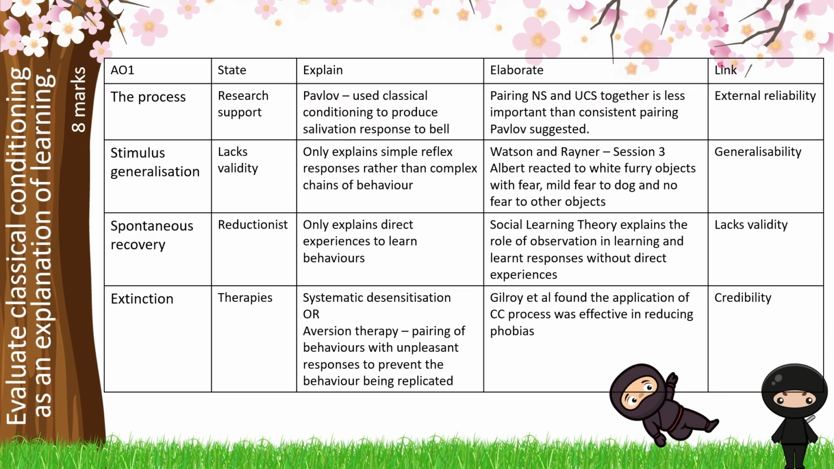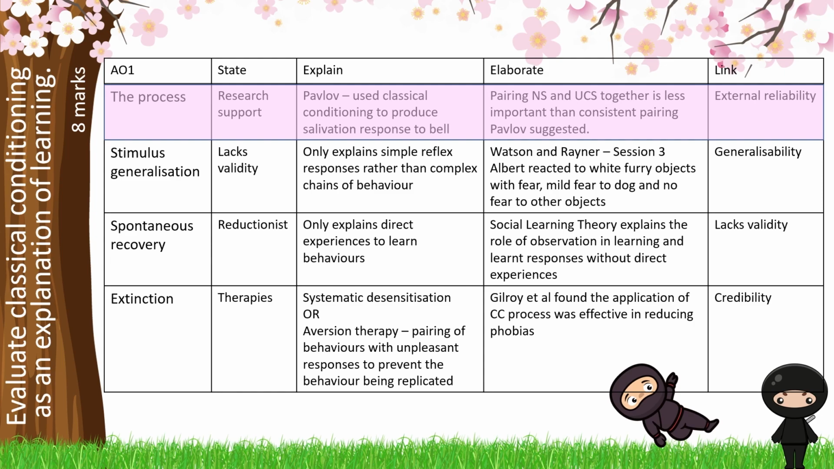So, how do we put this together into an 8 marker? Well, we've got one here. Evaluate classical conditioning as an explanation for learning. We know there's an equal weighting of marks for our explanation and our evaluation, and we need to ensure that it is balanced in that way. We suggest that you take an integrated approach, that you're doing some explanation followed by some evaluation.